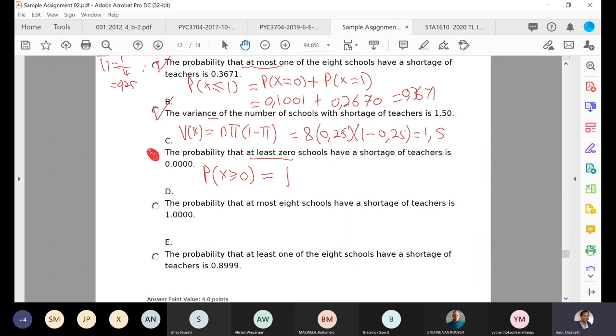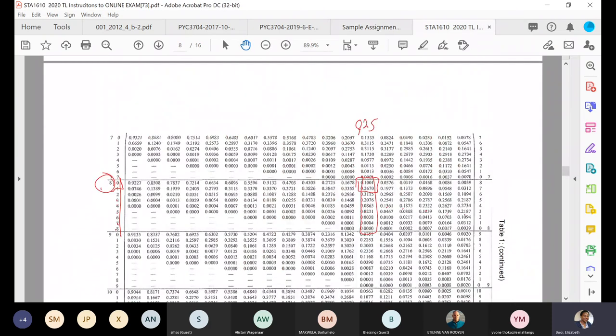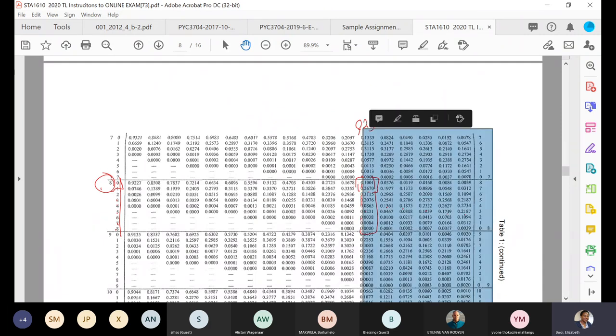The probability that at most 8 schools will be the probability that x is less than or equal to 8, which means you're going to have to add. I'm also not going to do that, what they are saying I must do there. So you're going to add, let's remove this.